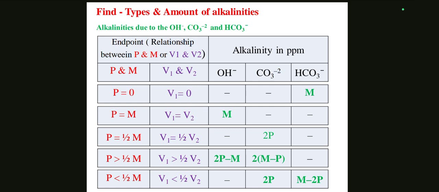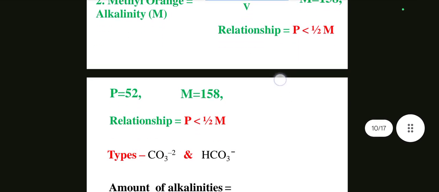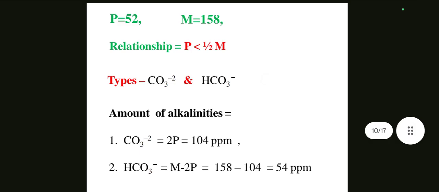So in front of that you just see OH minus is a dash, it means absent. CO3 2 minus, 2P, present. HCO3 minus, M minus 2P, present. So here we got the answer. Once we got the relationship, the answer is the types: CO3 2 minus, that is a carbonate, and HCO3 minus, that is a bicarbonate. So by taking help of the relationship and the table, you came to know the presence of carbonate and bicarbonate in the sample.